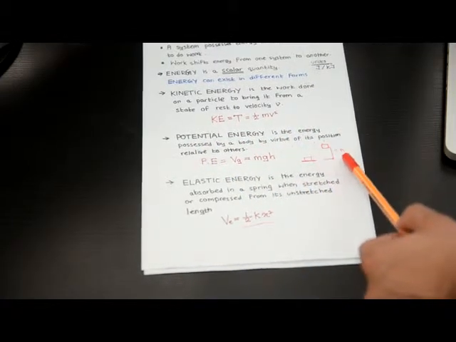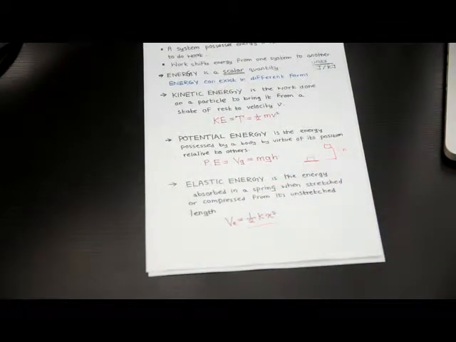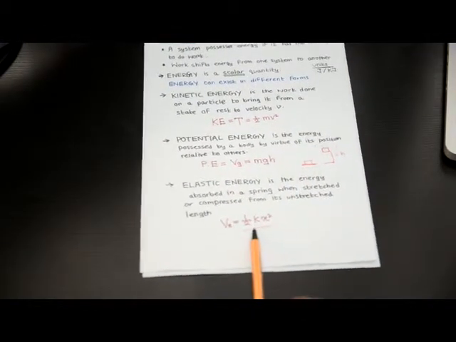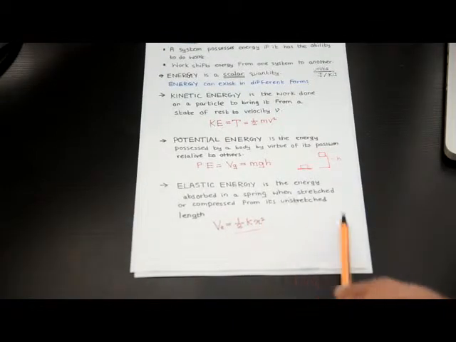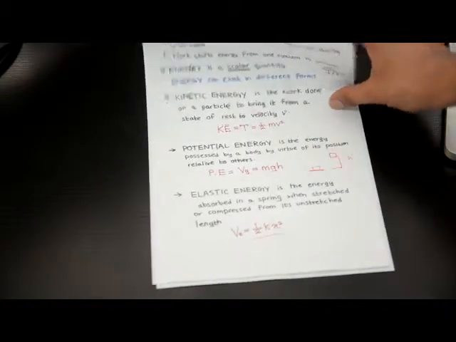between the two positions. Elastic energy is the energy absorbed in a spring when stretched or compressed from its unstretched length. The equation is half k x squared, where k is the elastic constant and x is the distance between the stretched or compressed length and the unstretched length.